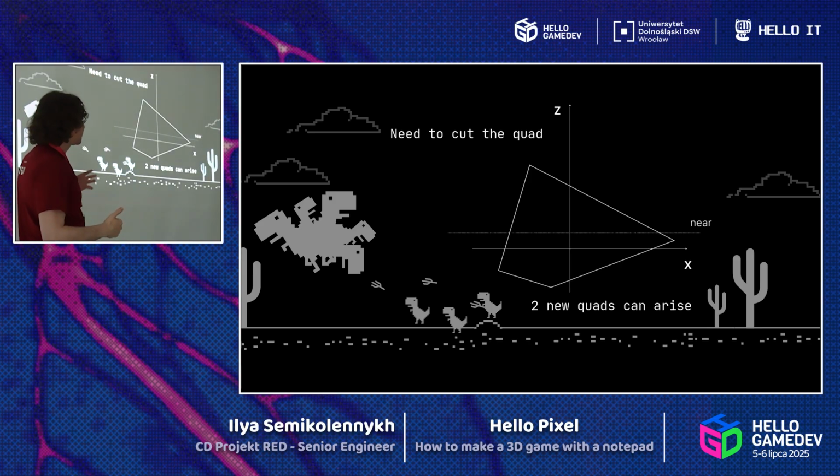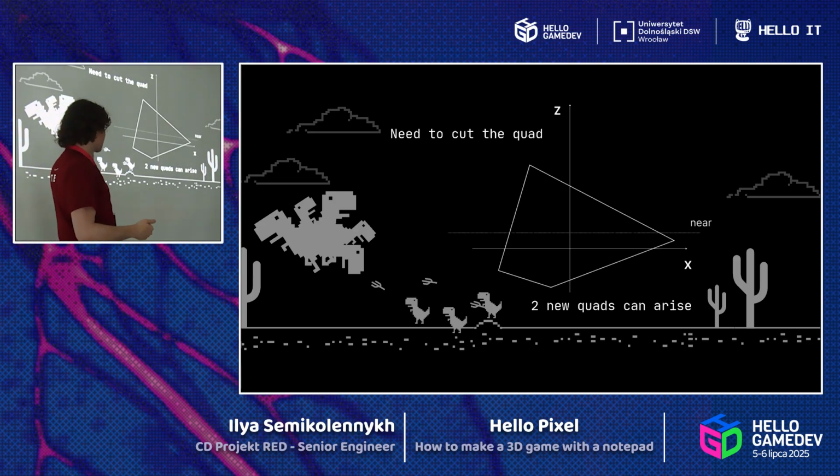So, this was the moment when I started questioning my life choices, which led to this. Because we need to cut the quad, and I was angry at myself that I decided to go with quads in the first place, because cool guys at NVIDIA do it with triangles. So there was some math involved, and yes, as many as 2 new quads can arise from cutting a single quad. That will be important later.